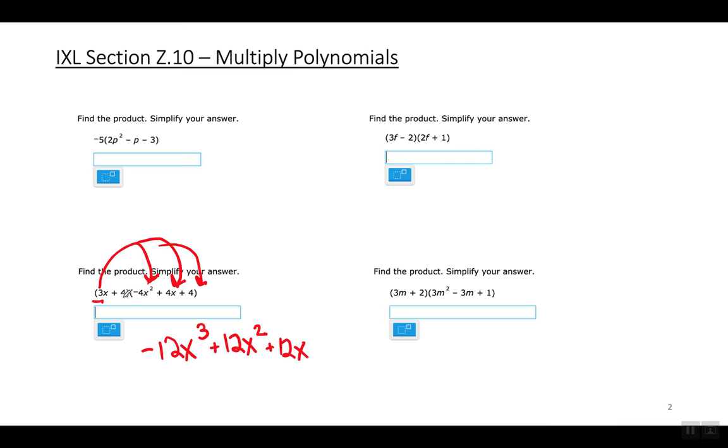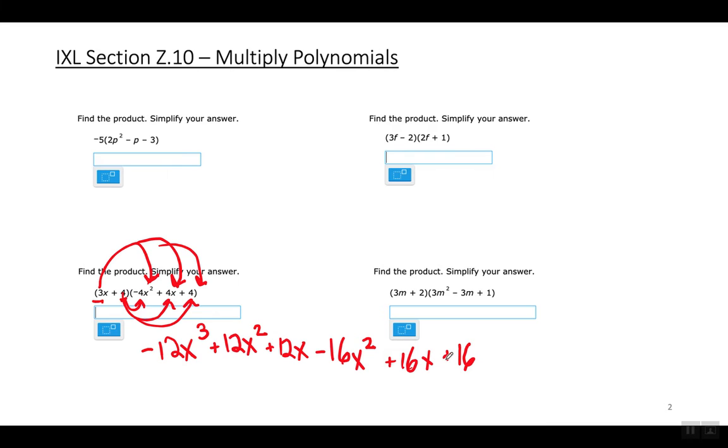Now I'm going to do the same thing but with this term. Ahora lo mismo pero con este término. Y recuerden que los exponentes se suman si las bases son iguales. So +4 times -4x to the second power is -16x to the second power. This +4 times +4x is +16x. And then this +4 times this +4 is +16.